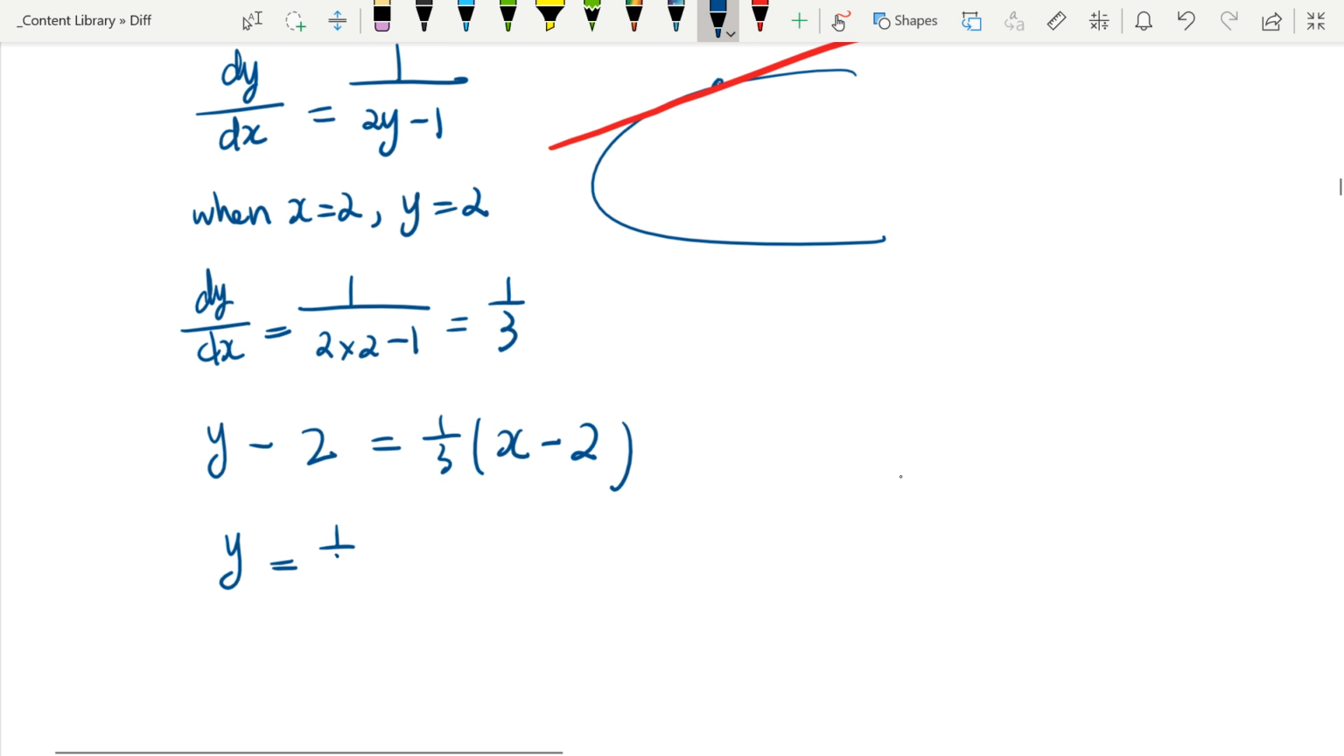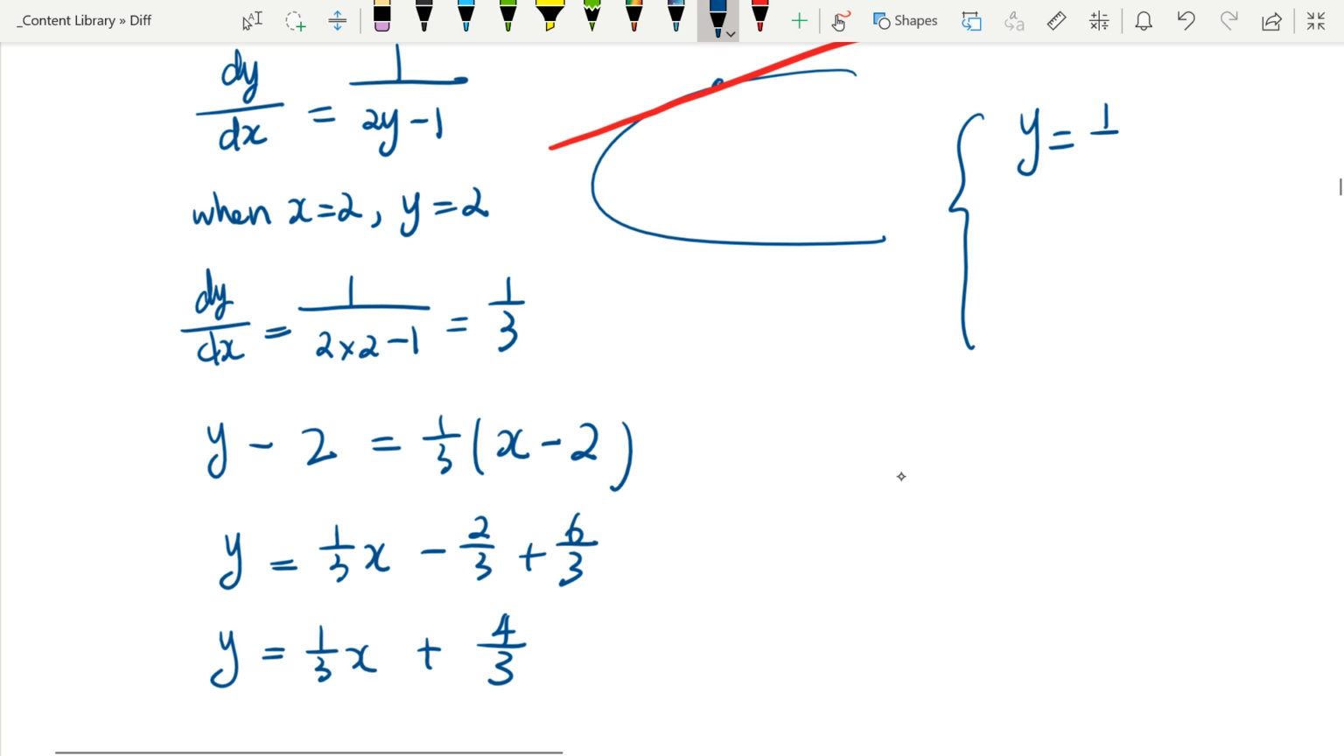So y equals a third x minus 2 over 3 plus 6 over 3. That's a third x plus 4 over 3. So I have two linears: y equals a third x plus 4 over 3, that's the tangent, and I have y equals a half x plus 1, that's the linear. How do I find the angle in between the two linears?